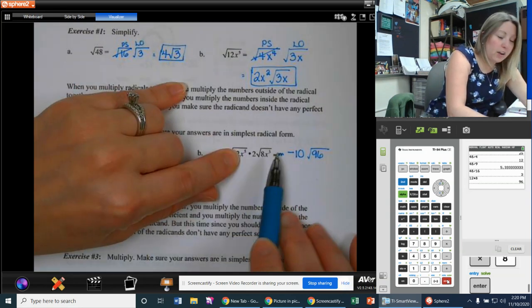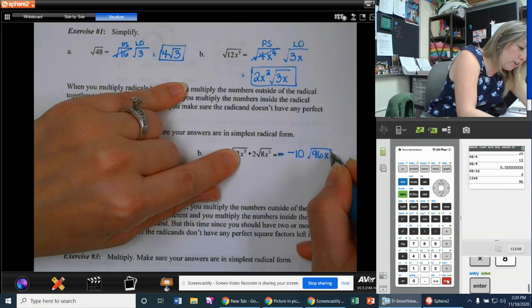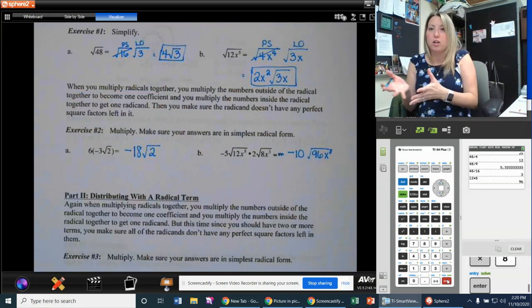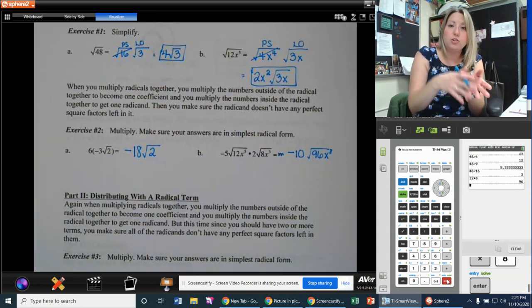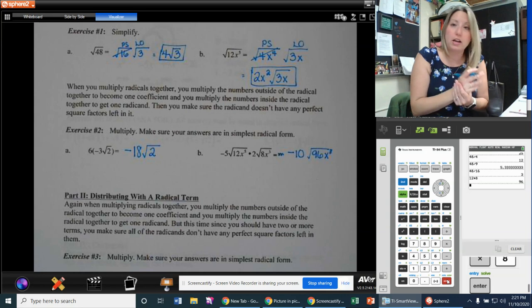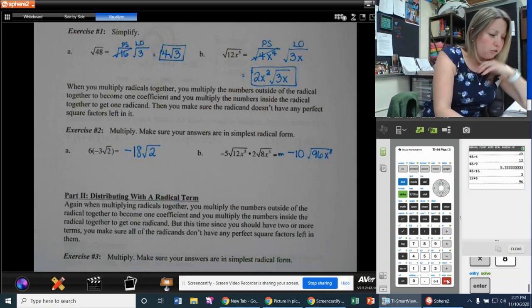And x to the 5th times x to the 3rd, just add your exponents because they're the same variable. So when they're the same variable and you're multiplying those two bases together, you can just add those exponents. It's exponents rules back from Algebra 1. We'll talk about them again, actually, this year.